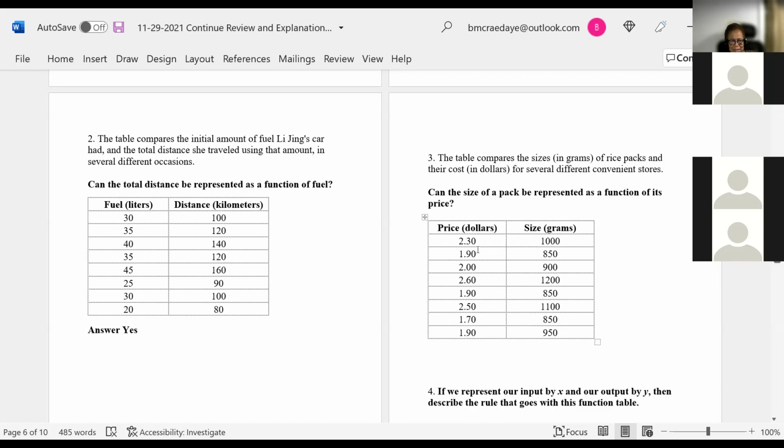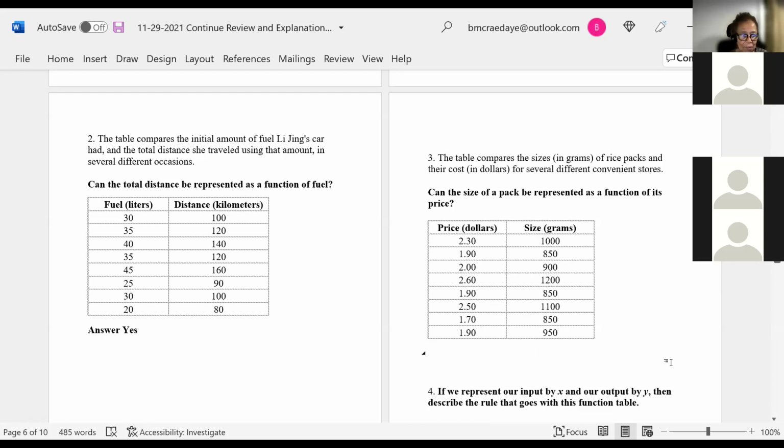$1.90. Yeah, you see $1.90, $1.90, $1.90, and $1.90. Now, are they mapping to the same in the table? Is the size the same for each of the price $1.90? No. Where do they differ? 850 and 950. That's right. $1.90, $8.50. $1.90, $8.50. That's perfectly fine. But look here, $1.90, $9.50. Different, right? So you're trying to map that 190 to both 850 and 950.